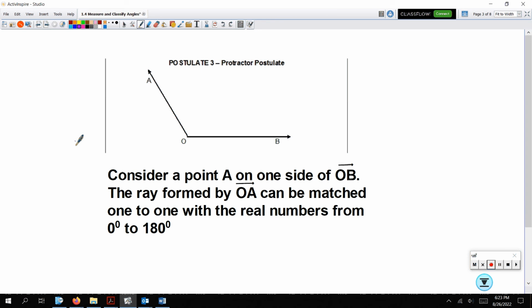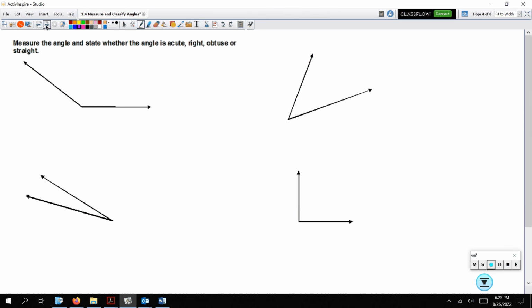Hopefully you guys remember, I put protractors on the desk. They're in a little white, clear Tupperware container with the gray lid. There's rulers and protractors in there. Please just make sure you put them back when you're finished. All right, let's check it out.